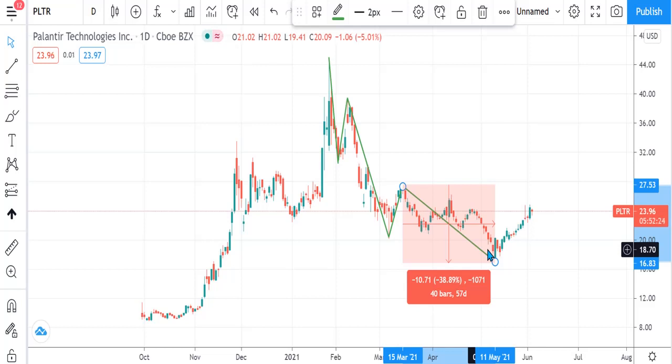It may also do a turn and rebound into an uptrend. That's also possible because the trend is getting weaker.